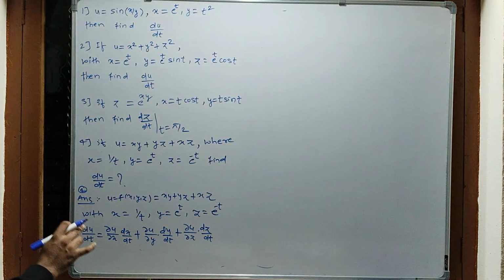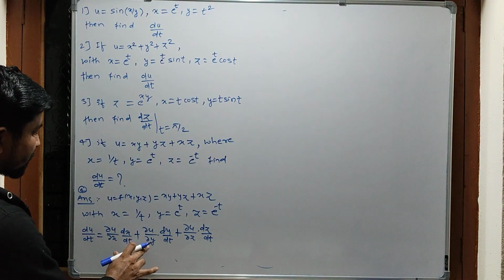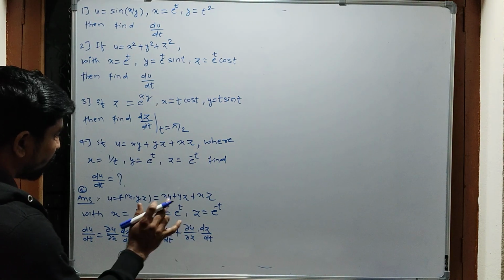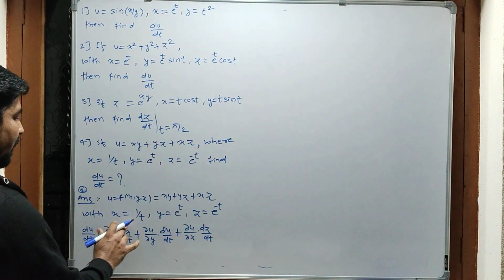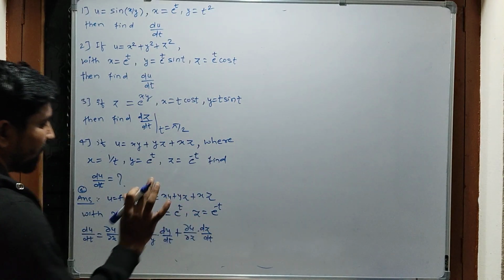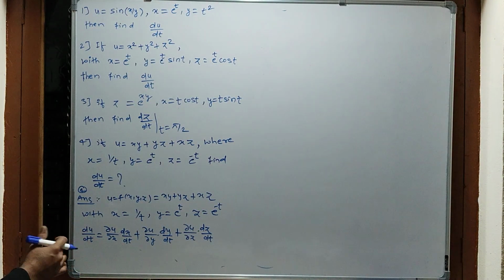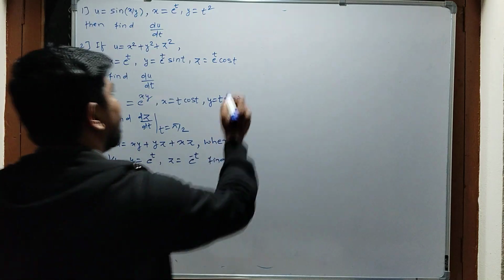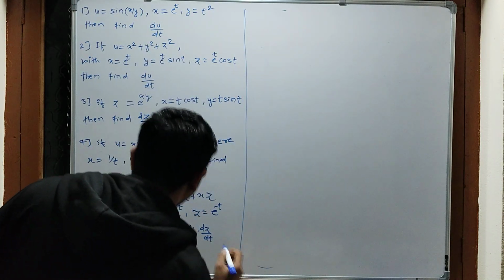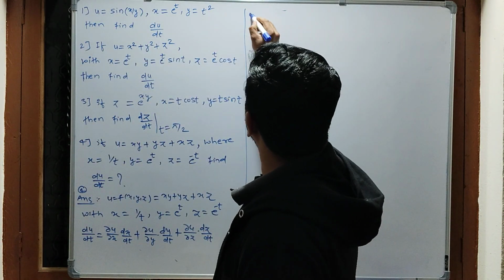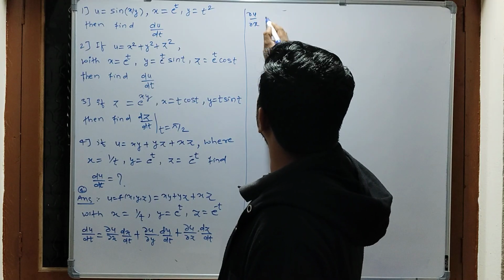Therefore, first I want to find ∂u/∂x, ∂u/∂y, ∂u/∂z, and dx/dt, dy/dt, dz/dt, and put all these values in this equation. Whatever answer you get, that is your final answer. Now I will find the partial derivatives first, starting with ∂u/∂x.